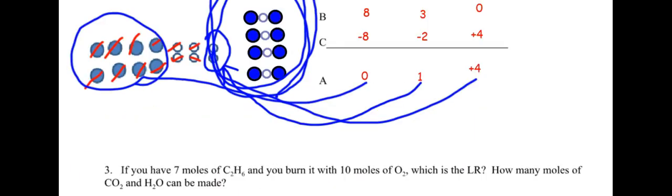All right, number 3, if you have 7 moles of ethane and you burn it with 10 moles of oxygen, which is a limiting reactant, how many moles of CO2 and H2O can be made? Why don't you do this one all by yourself? And when you are done, come back.